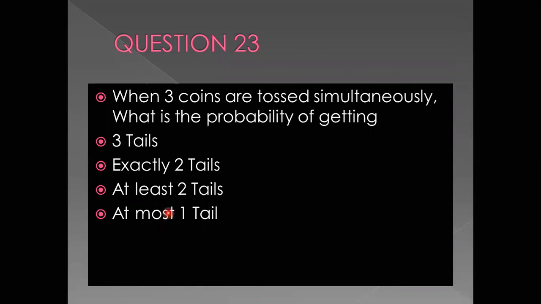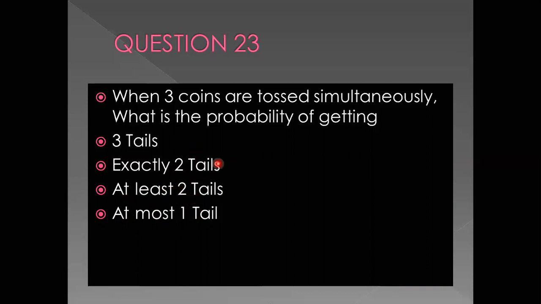Children, I have told you before also, whenever it is at least and at most: at least 2 means 2 and more than that, and at most 1 means 1 and below that. Whenever most is there, understand this is the topmost criterion. Below that, all numbers will be included, means 1 tail or no tail. And at least means 2 or more than that, so 2 tails or 3 tails.